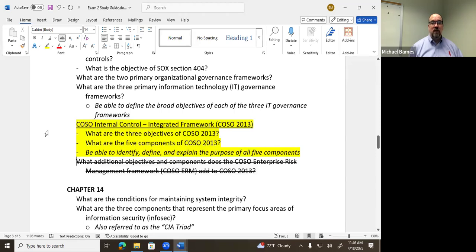There will be multiple questions on these, so you will want to make sure you cover this. So what do you need to know? At the very basic, you need to know what the three objectives of the COSO framework are.